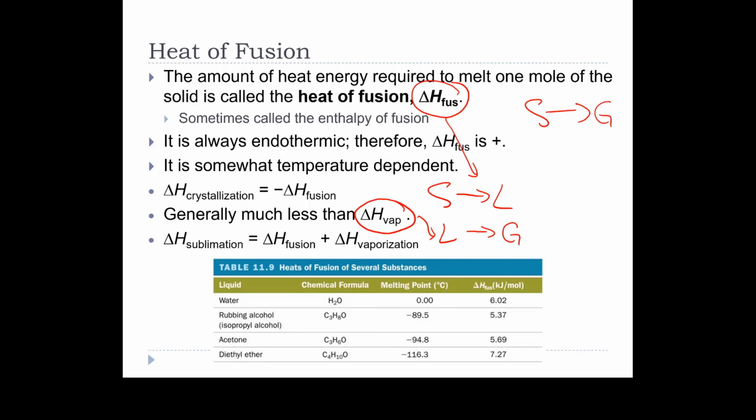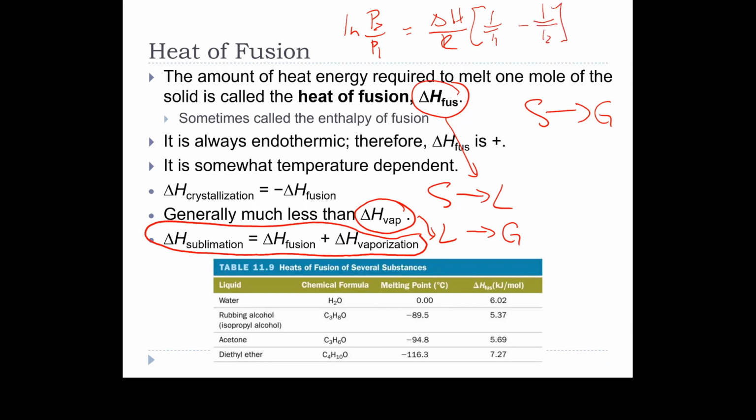So we can say this right here. That allows us to mathematically say that the sublimation enthalpy of anything is just the fusion enthalpy plus the vaporization enthalpy, okay? And remember that delta H, we saw one of those earlier in the Clausius-Clapeyron equation. We said natural log P2 over P1 is going to be equal to delta H over R, times 1 over T1 minus 1 over T2. And this is the vaporization enthalpy here.